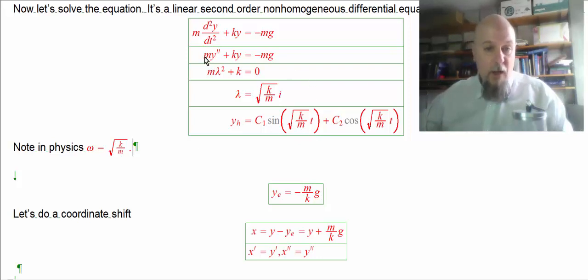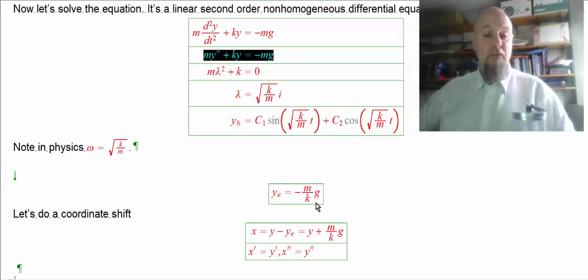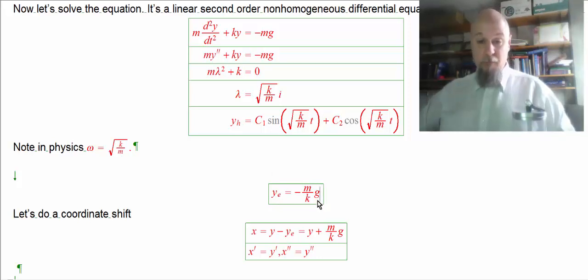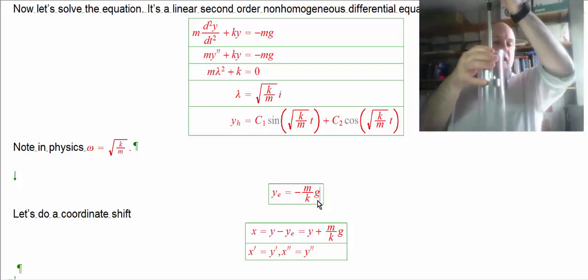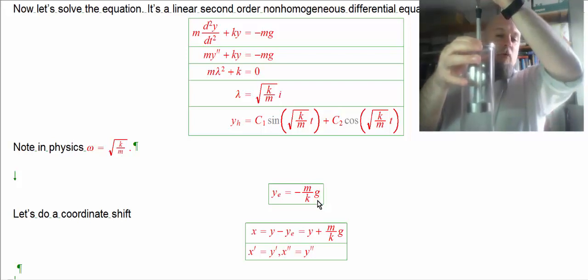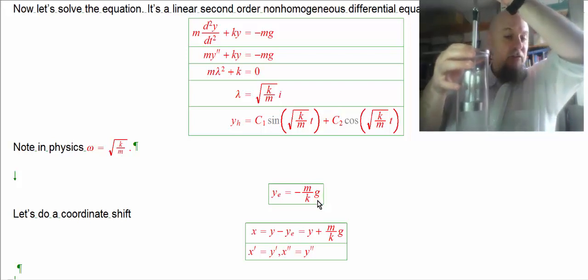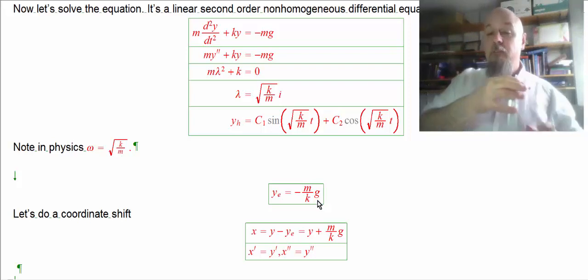So we can go right back up to our model equation, set y prime prime equal to 0, and solve for the equilibrium. We get the equilibrium value of minus m over k times g. That's the equilibrium value. That's where we're oscillating around. If we set the spring equal to the stretched length of minus mg over k, then it doesn't move. It's at equilibrium. So what I'm going to do then is a coordinate shift.